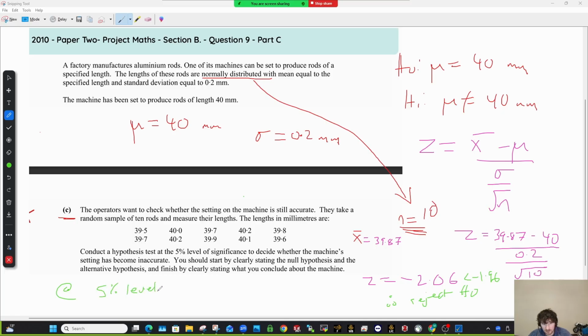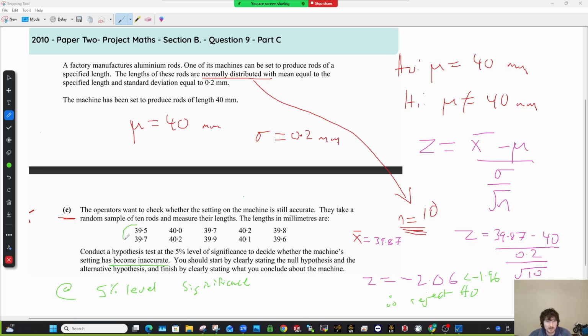This is our conclusion, at the 5% level of significance. So I'm just going to call out in words to you, at the 5% level of significance, we reject H0 and we do not reject H1. Therefore, and you read out what H1 means, the machine has become inaccurate and it is no longer producing 40 millimeter length bars on average. And that'll get you your full marks.